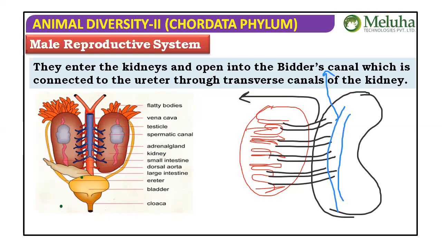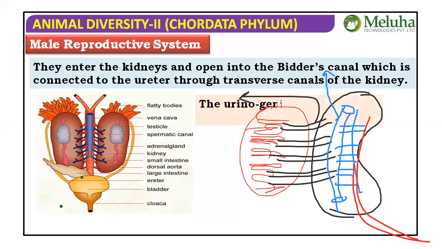So this is a very important thing here. They enter the kidney and open into the Bidder's canal. What is the Bidder's canal? The canal which is connected to the ureter through the transverse canals of the kidney. So now what is coming out? The ureter is coming out.